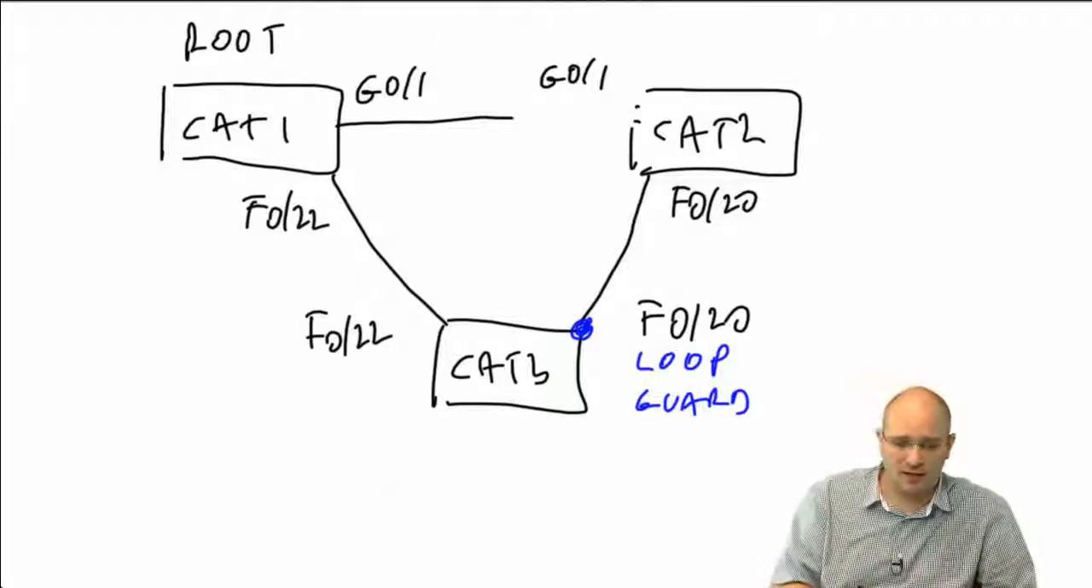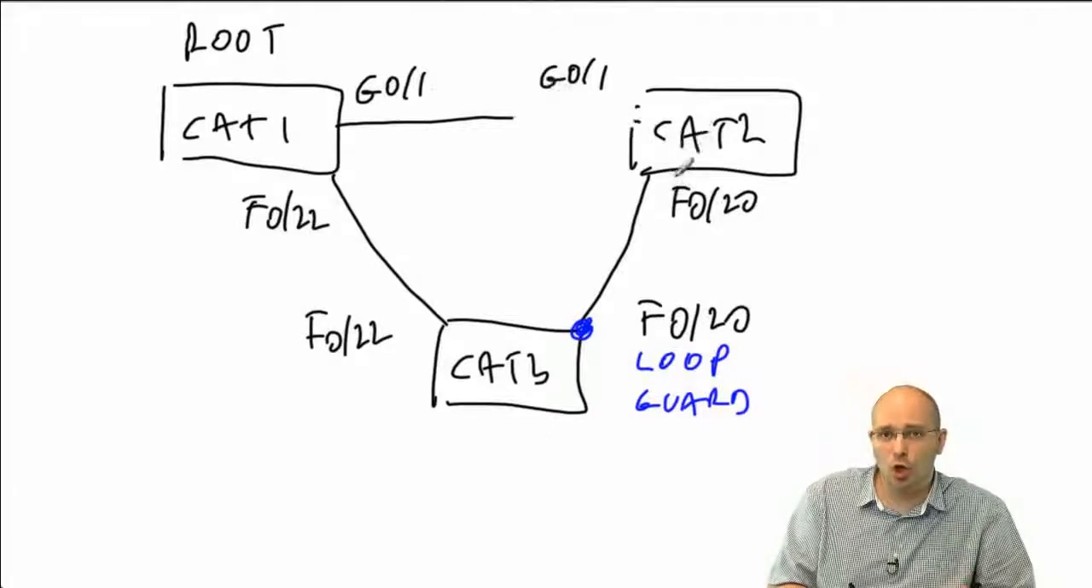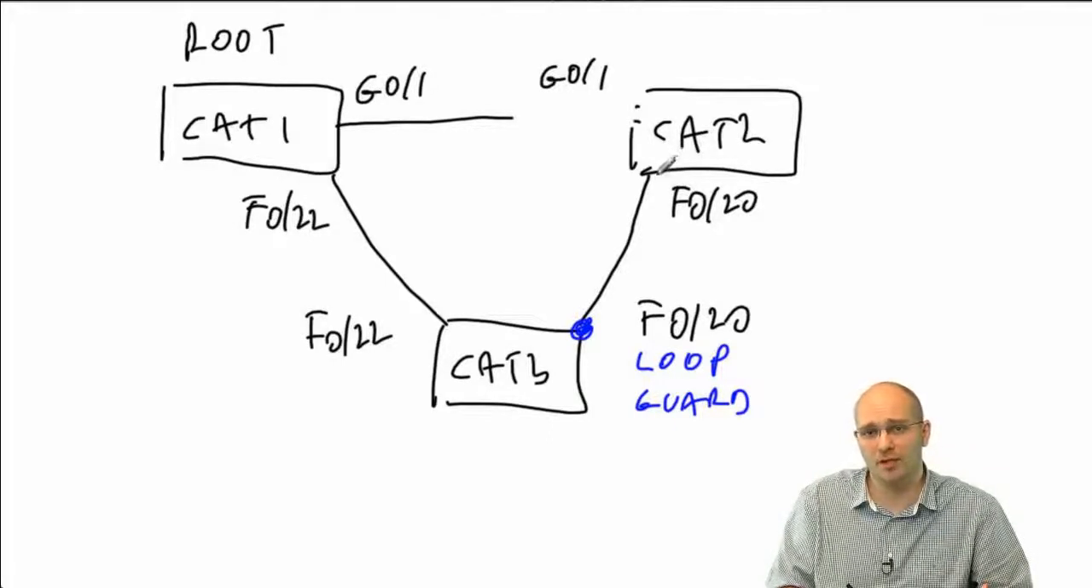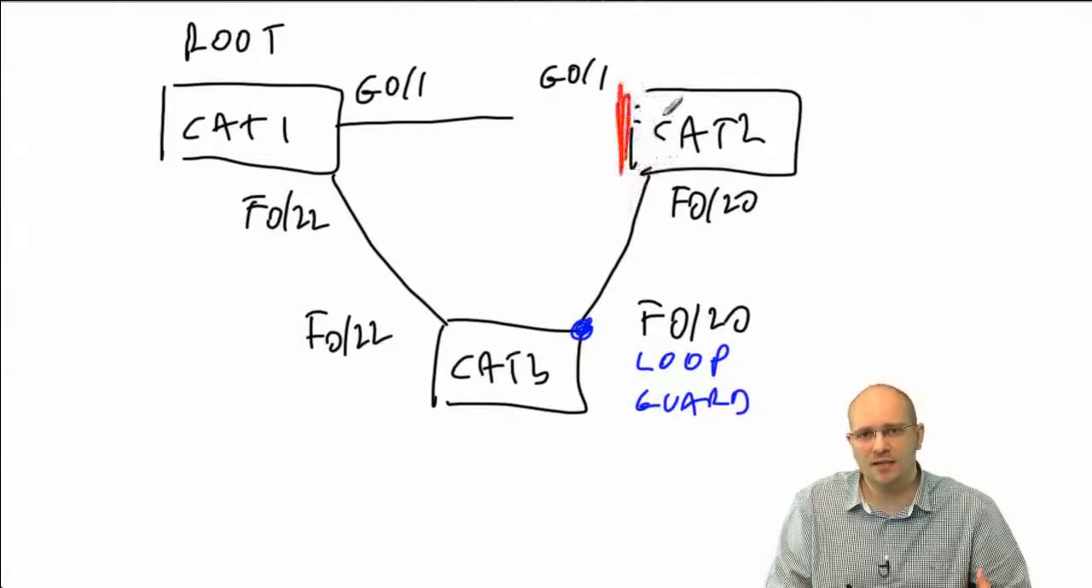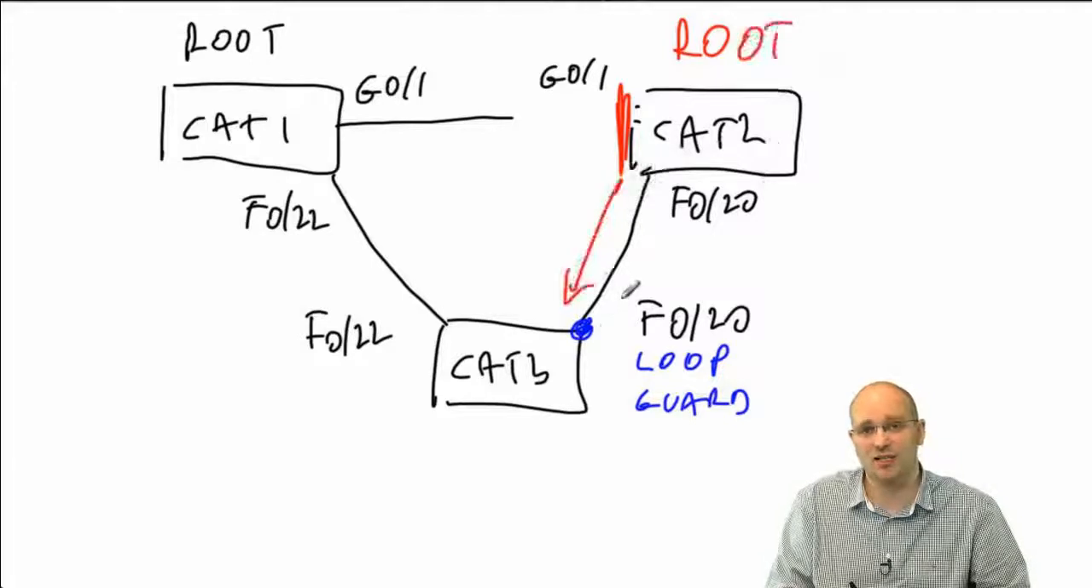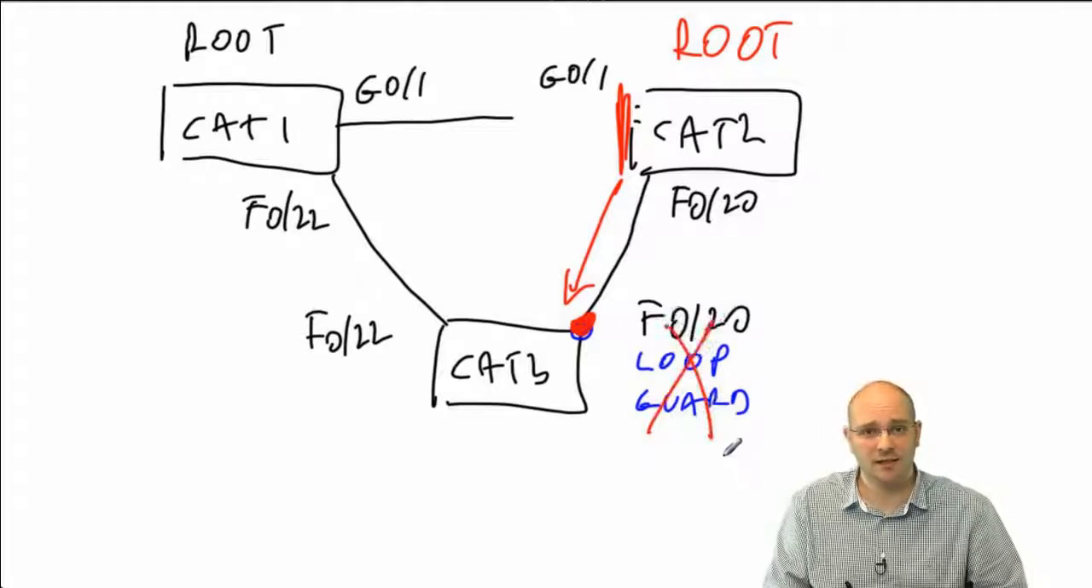Why didn't it do anything? Because when this link went down, Cat2 lost its own superior BPDUs, and because this was a direct failure of the link, that happens immediately. Cat2 immediately runs its own local root election and determines it's the root and starts sending its own BPDUs. This port, therefore, did not experience a sudden loss of BPDUs. Therefore, the LoopGuard won't kick in in this case.